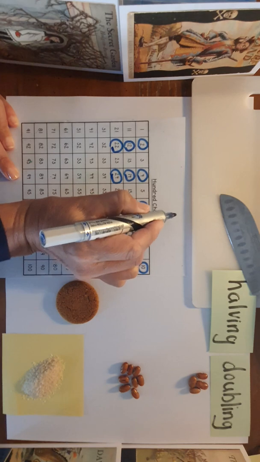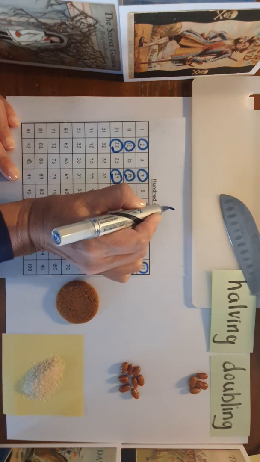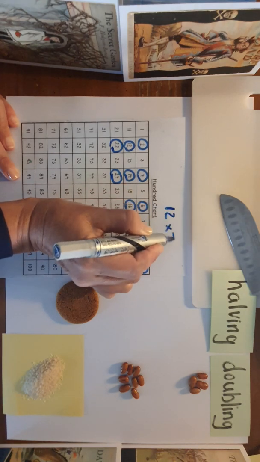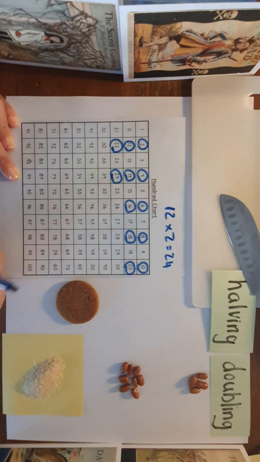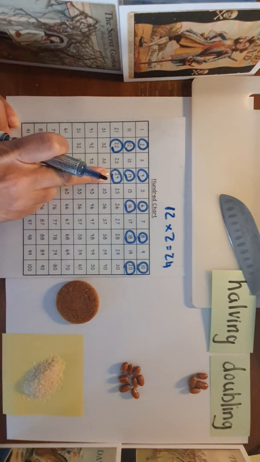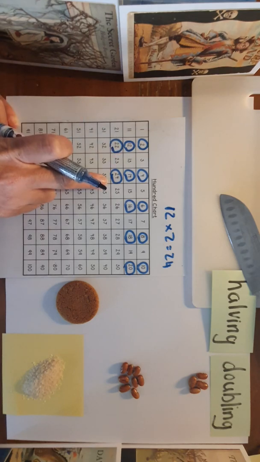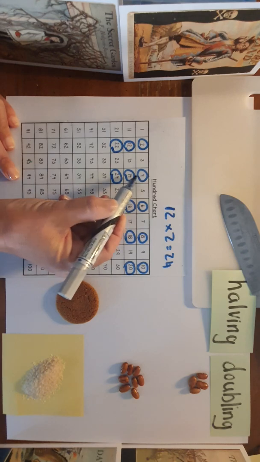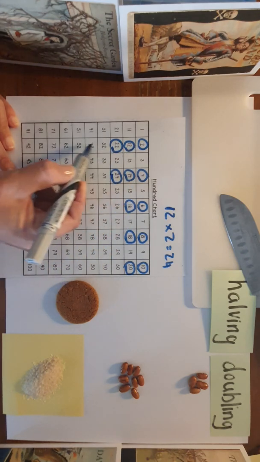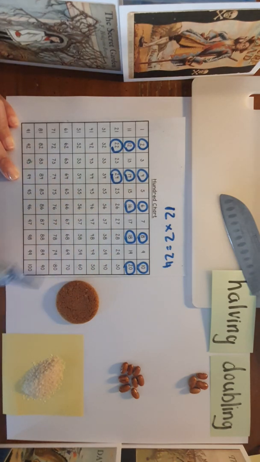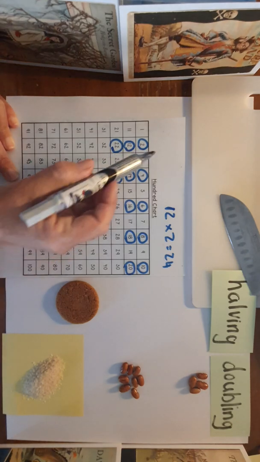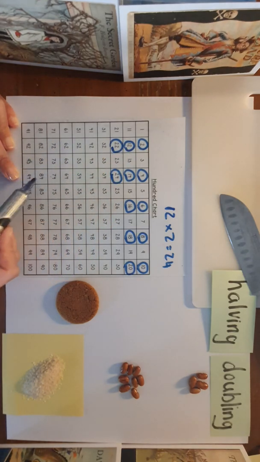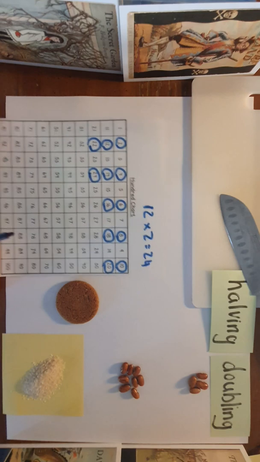And 24 is 12 times 2. So half of 24 is 12, and double 12 is 24. So you need to start by understanding counting in twos, and you need to start by understanding that all these even numbers are in these columns. So you can go ahead and create a hundreds chart, and you can even color in those even number columns. Right, but enough of that for now.